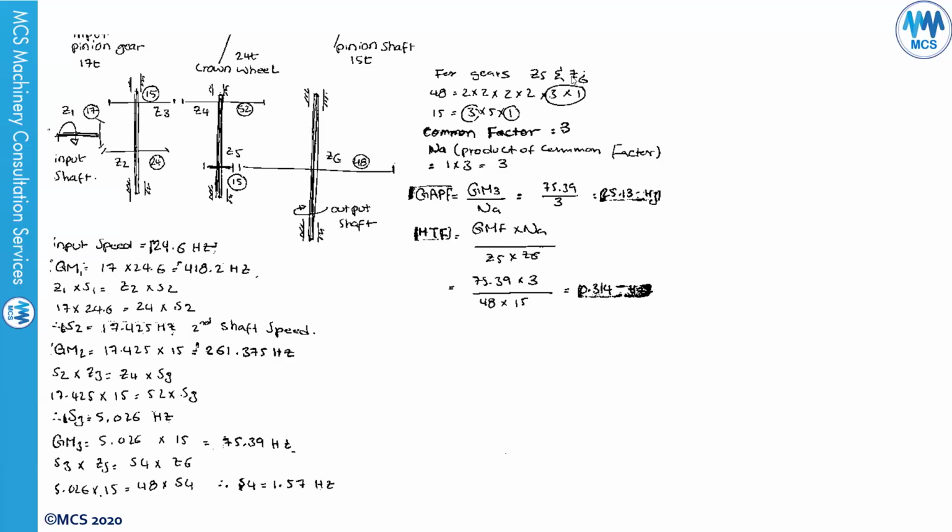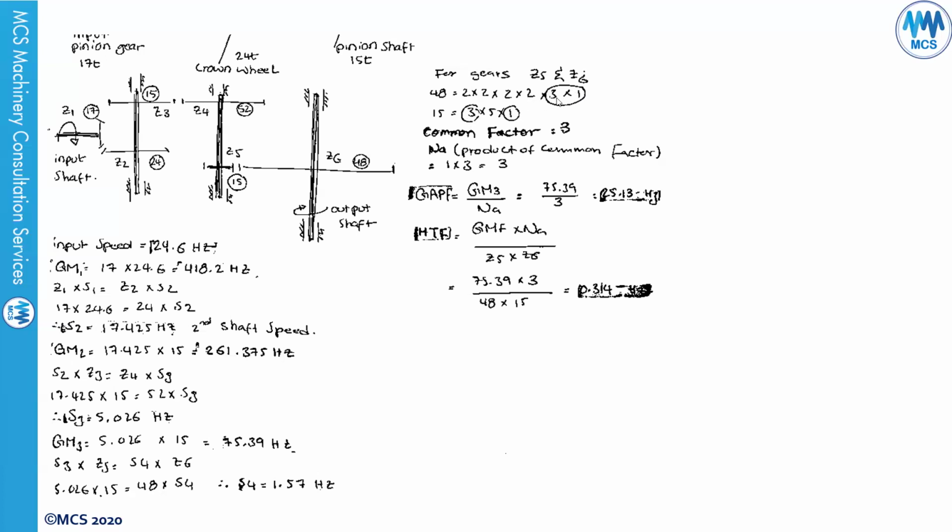This is the speed of the last shaft. For gears Z5 and Z6, we have this one with 48 teeth, which is equal to 2 by 2 by 2 by 2 by 3 by 1. And this one, which is 15, equals 3 multiplied by 5 multiplied by 1. This is what we call the common factor. This is how we calculate the common factor between two gears.